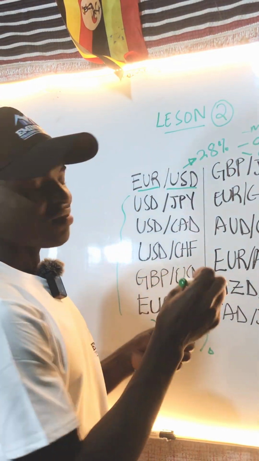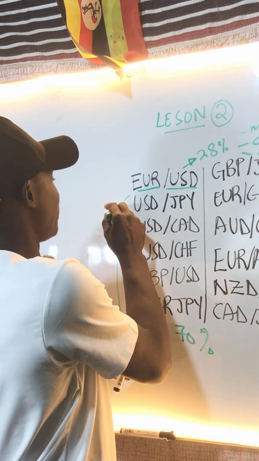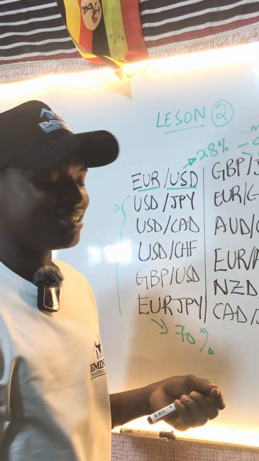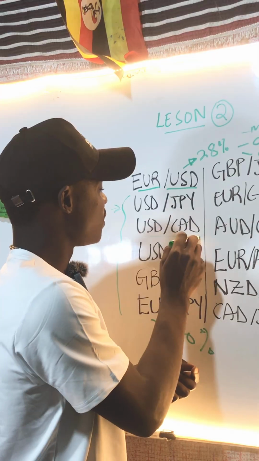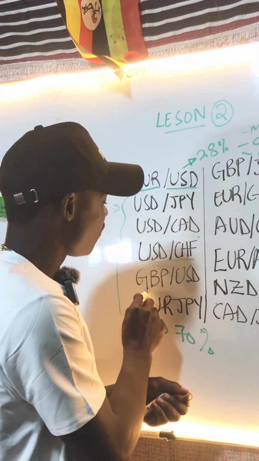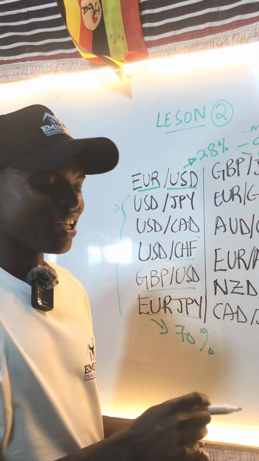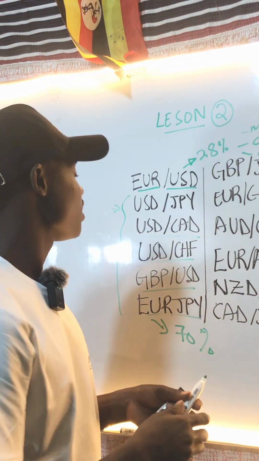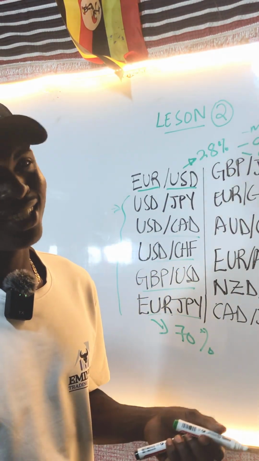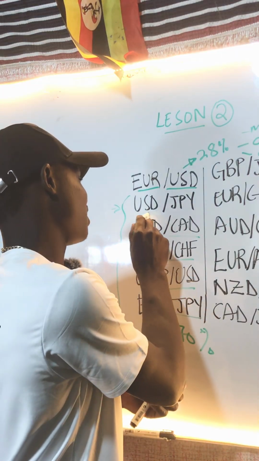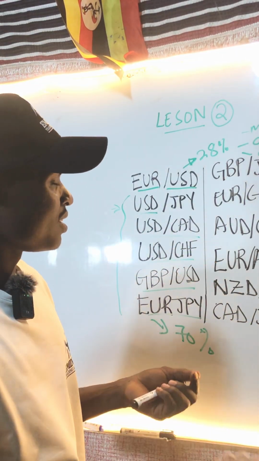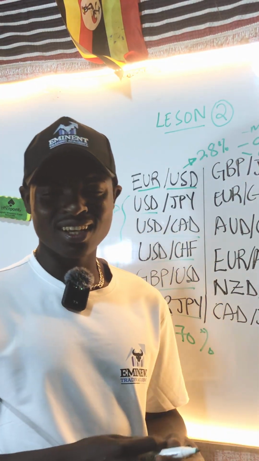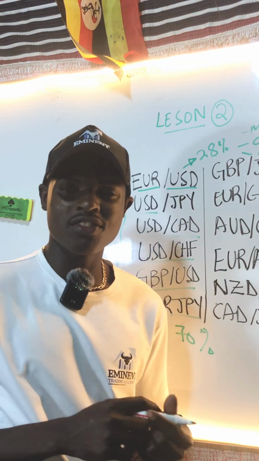Some of the major pairs we have are the USD JPY, USD CAD, USD CHF, and the GBP USD. When you look at these abbreviations, you can usually tell which currency pair it is. USD, US dollar; JPY, Japanese yen. That is so simple.